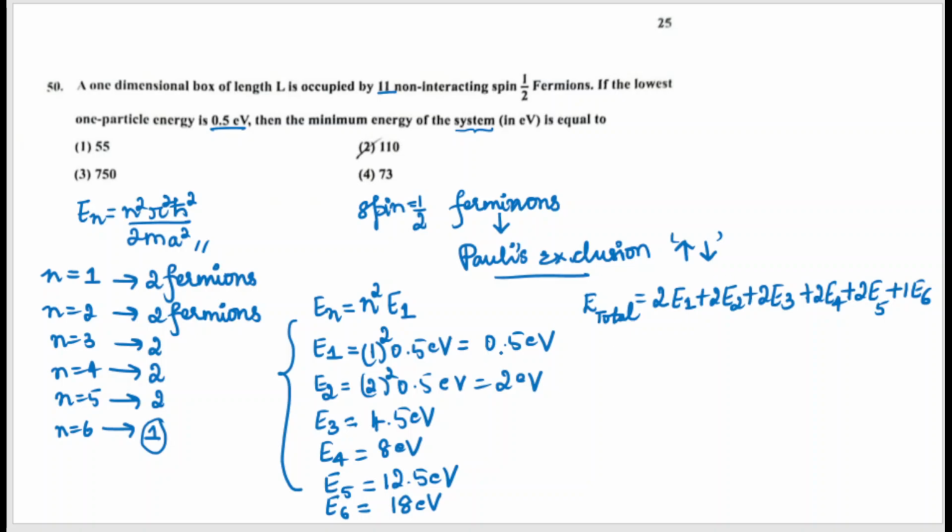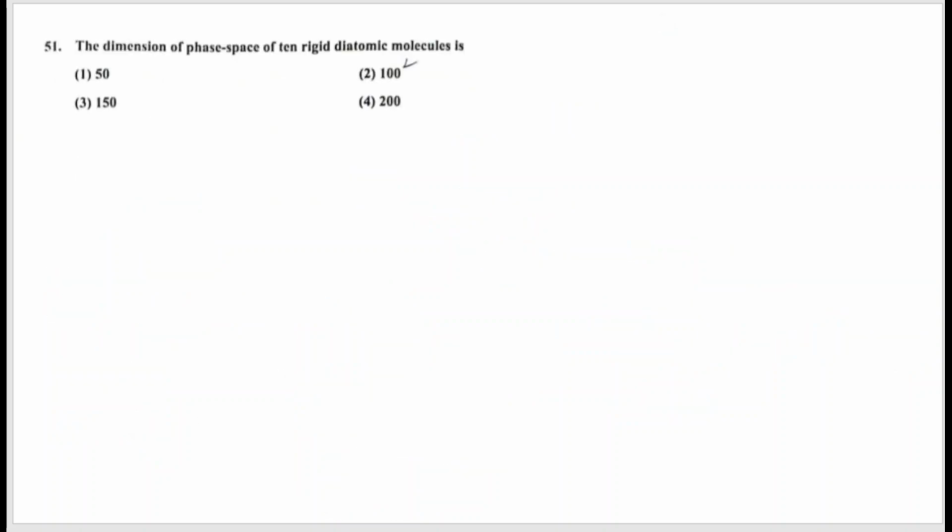So if I solve, let me take 2 common. E1 is 0.5, E2 is 2, E3 is 4.5, E4 is 8, E5 is 12.5. Here we don't have 2 for E6, so we divide it by 2. 18 divided by 2 will be 9. On adding and multiplying, I'll get the answer equal to 73 electron volt. So the fourth option is the right option. I hope everyone is clear. We shall move to the next question.